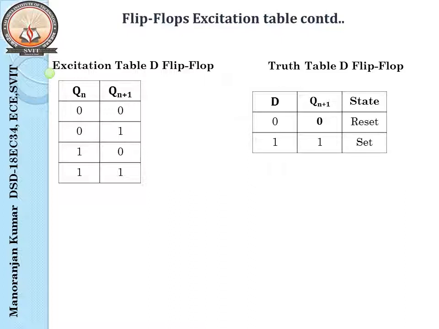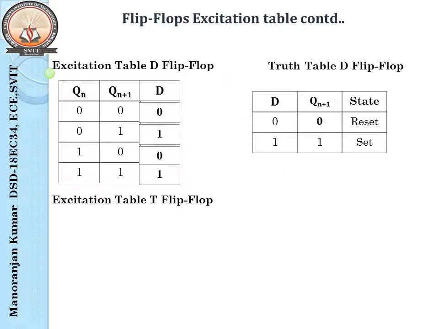So what is my output? We have Qn plus 1 as my output. So what will be the input? Same as Qn plus 1. So when the output is 0, the input also will be 0. When it is 1, it will be 1. When it is 0, again it will be 0. When it is 1, it will be 1. So this is the excitation table of the D flip-flop.